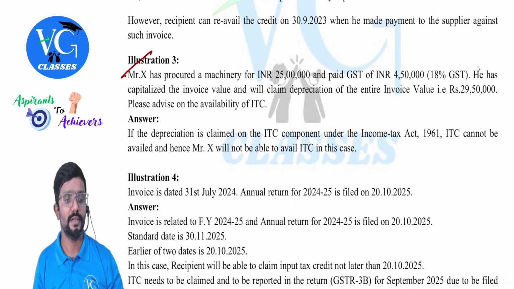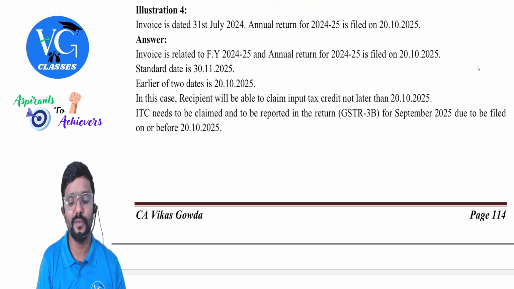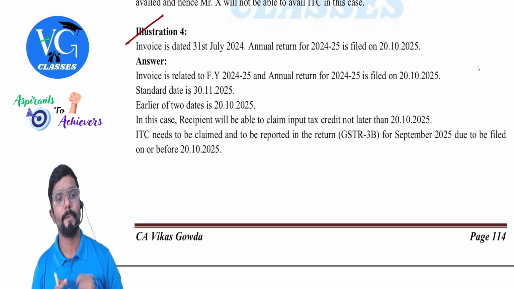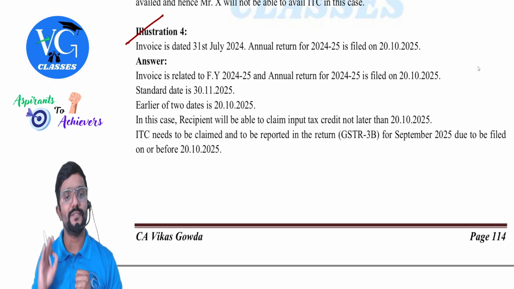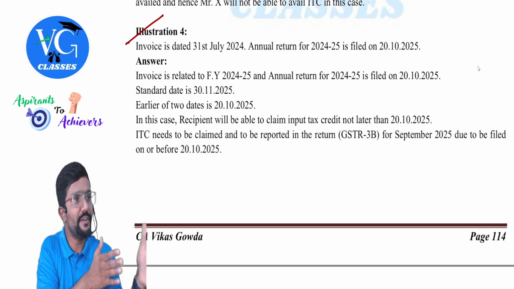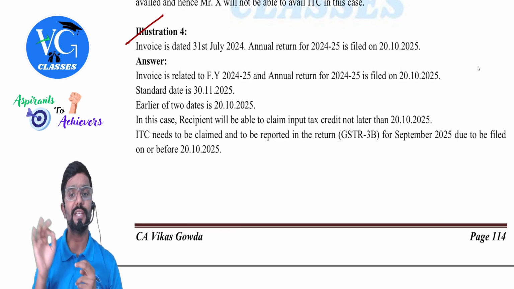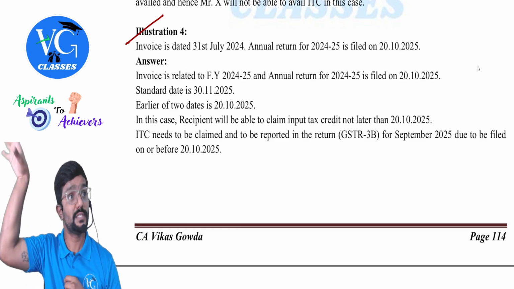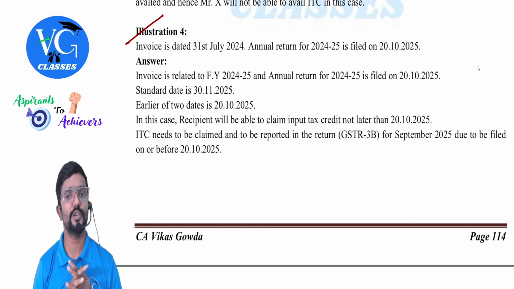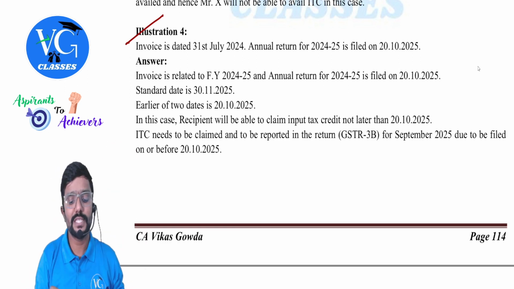Okay, sir. Fine. Now coming to the illustrations on subsection 4, guys. Whatever we'll be seeing now is on subsection 4. Please observe the dates and year, very important. Invoice is dated 31st July 2024. Guys, 31st July 2024 will fall in which financial year? 24-25. For that year, the annual return is filed on what date? 20th October 2025. Actually the due date is 31st December, but they have filed it well before that. What is the actual date of filing the annual return for 24-25? 20th October. Okay. Guys, for this invoice, what is the deadline to claim credit?